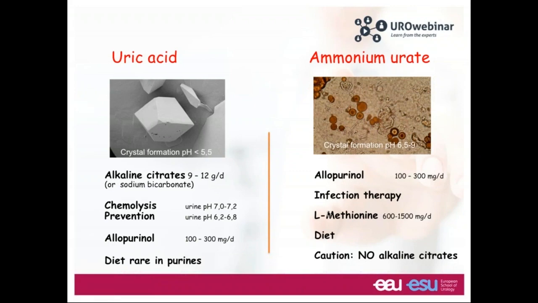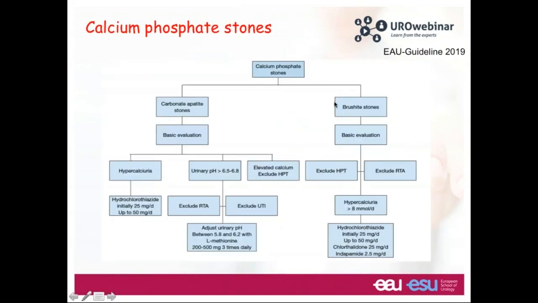Calcium phosphate stones, again, the therapeutic algorithm. Calcium phosphate are two different stones. Brushite stones, after the basic evaluation, two causes: hyperparathyroidism or renal tubular acidosis. And if there is hypercalciuria, more than 8 millimolars per day, then you give hydrochlorothiazide, starting from a low dose and up to 50 milligrams per day.